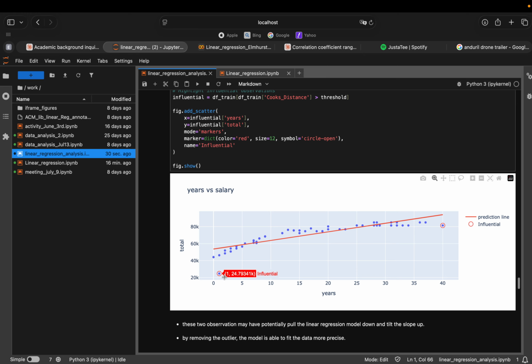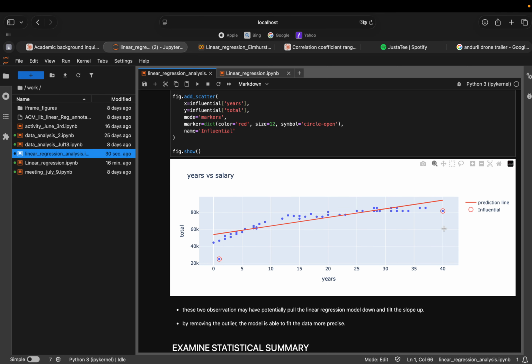This bottom one, after a little checking, I noticed that this person is actually working part-time, so their salary is a little lesser than other people, so that's why this point is so low. And this is like the longest working person, so their salary doesn't increase much, so it might potentially affect the data.